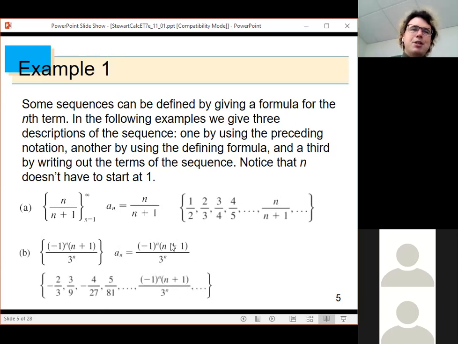And if I want to manipulate this sequence at all, it's much more convenient to look at the formula instead.